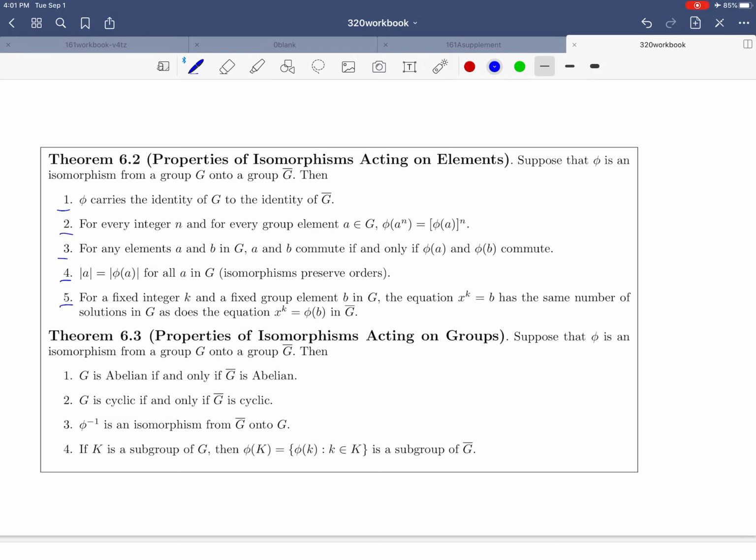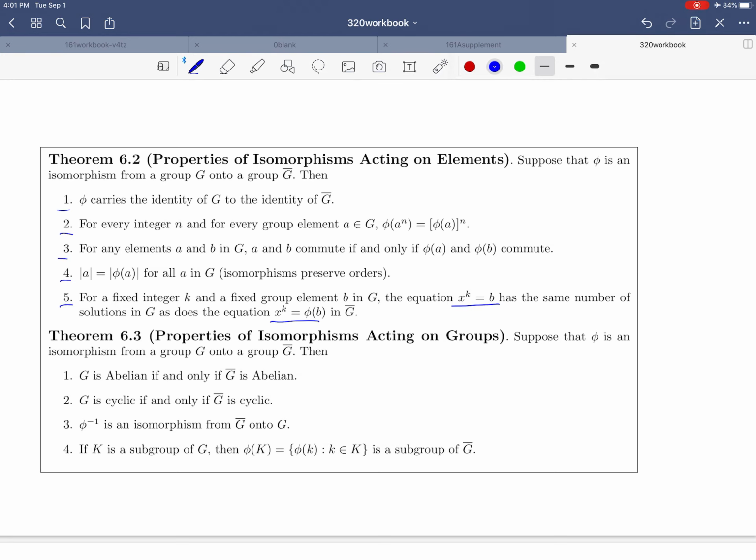if you have an integer k and some element b in G, and you're looking at the solutions of the equation x to the k equals b, that has the same number of solutions in G as the corresponding equation x to the k equals phi of b has in G bar. I keep saying prime, G bar. So those are important properties of isomorphisms acting on elements. And then Theorem 6.3 talks about the groups themselves.